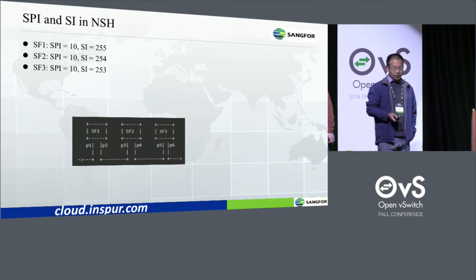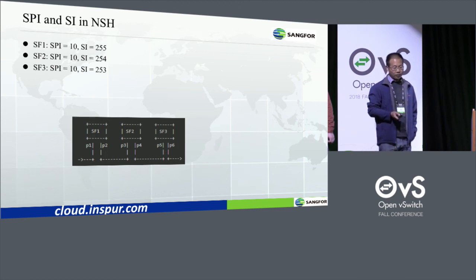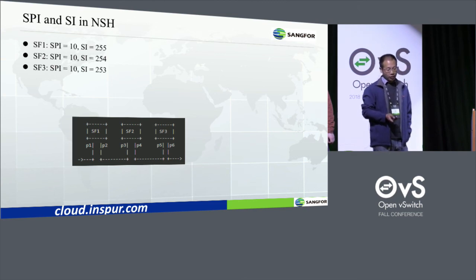This is just to show the specific service chain. We use service index to indicate the hop index. For the first hop, it's 255, and for the second hop, the service index is 254. The next one is 253.